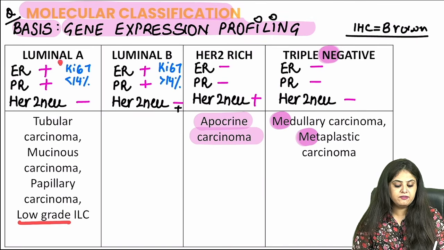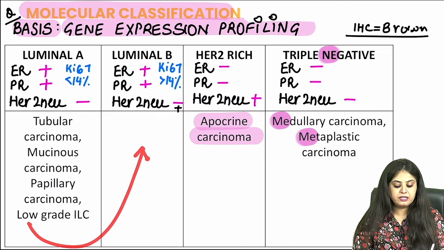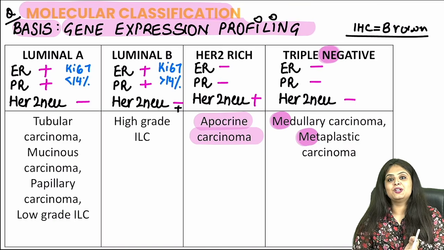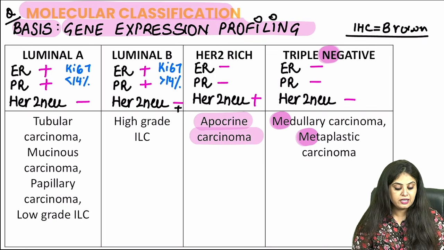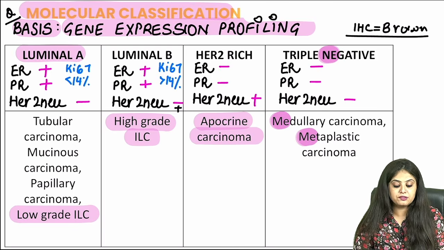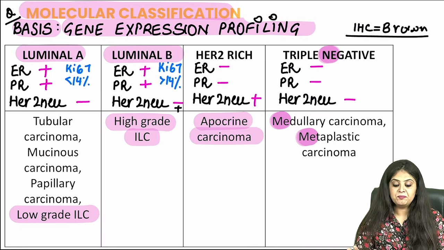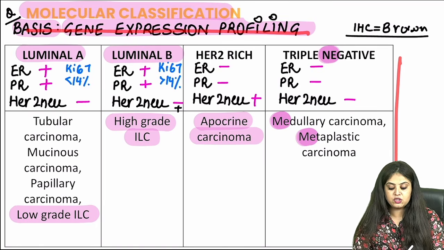Anything that is low grade with a low Ki67, I can put in luminal A. But now instead of low grade, if I convert it into high grade, it will go into luminal B because the Ki67 and proliferation is more. So low grade ILC comes under luminal A, but high grade ILC or invasive lobular carcinoma comes under luminal B. All of this is the usual profile that you get. Molecular classification, we are doing immunohistochemistry, but the basis was gene expression profiling.